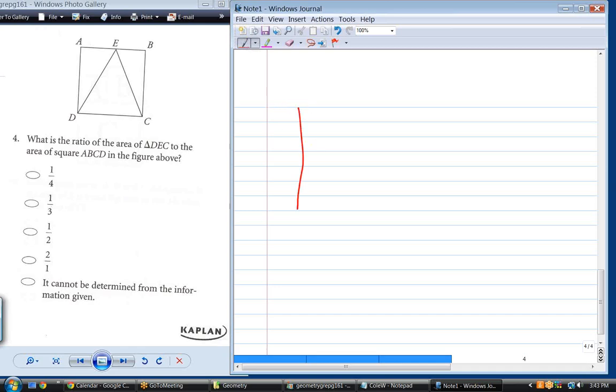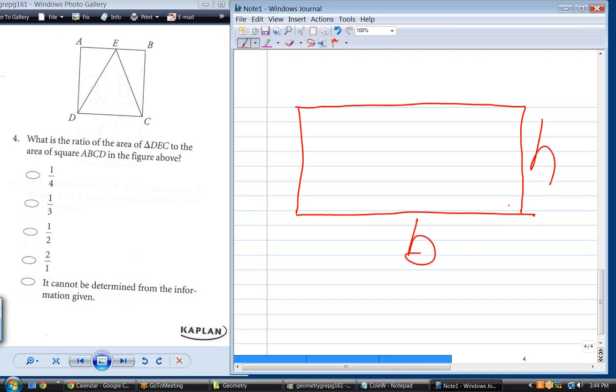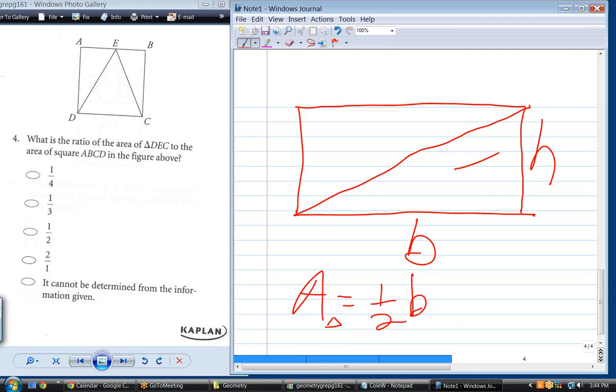If you take a rectangle, what's the area of a rectangle? Base times height. Okay. And if I draw a diagonal through it to create that triangle, what's the area of a triangle? Base times height divided by 2. Right, 1/2 base times height. So as long as I do it this way, it's clear that the area of this triangle is half of the area of the rectangle.